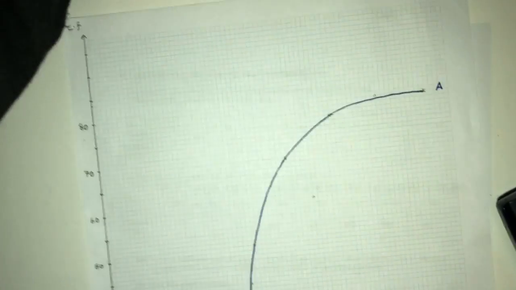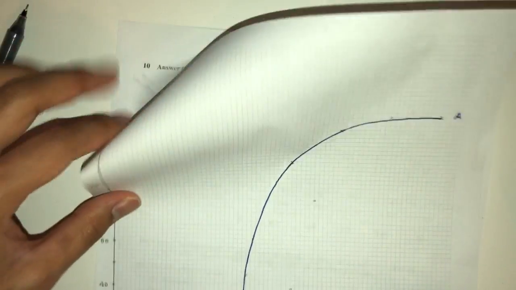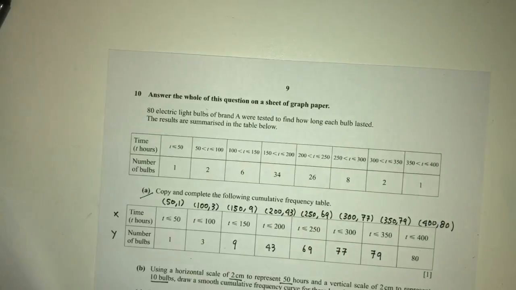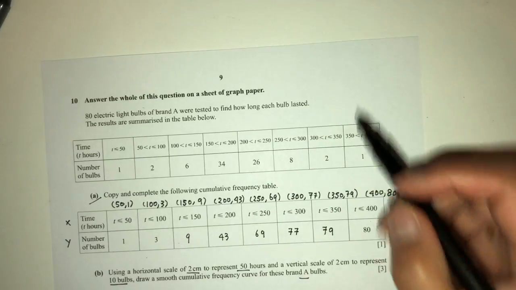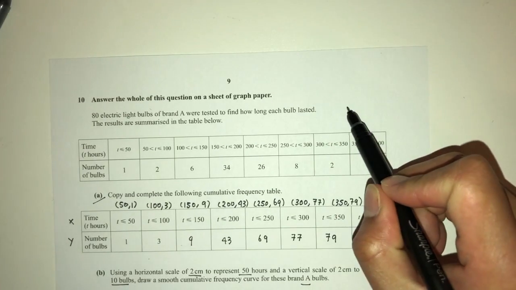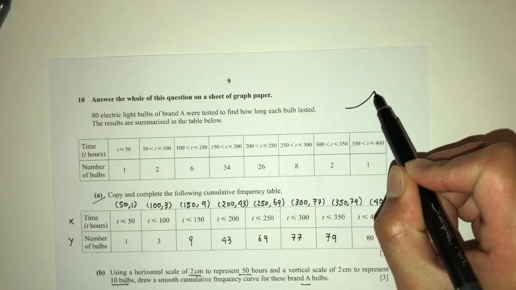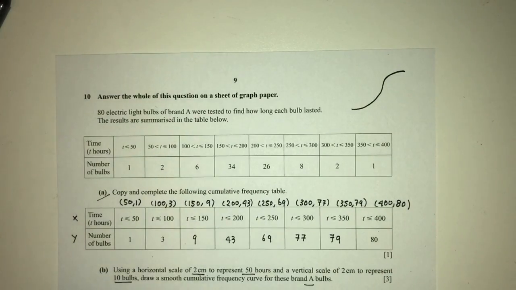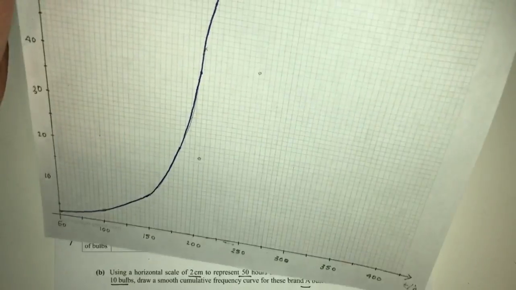So let me show you guys. Your graph will look something like this. As you can see, you will have a shape of this. Usually you will start like this and then go up and end up like this. So make sure that you draw your graph properly. You will have a shape like this.